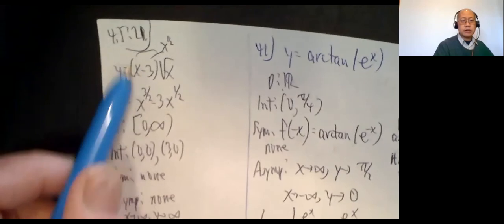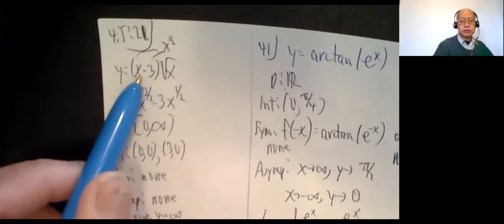How about y equals 0? How do you make all of this 0? Well, that would be 0 and also 3. So my intercepts are (0, 0) and (3, 0).